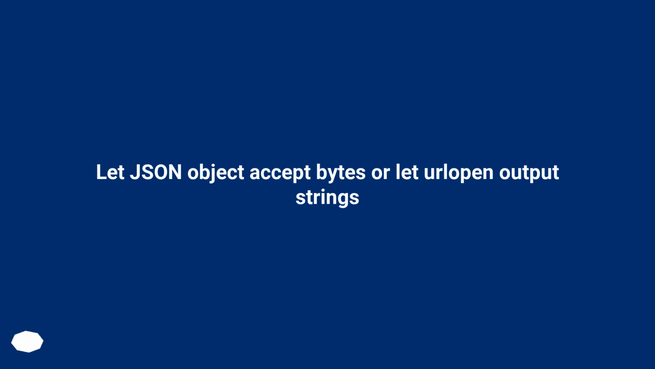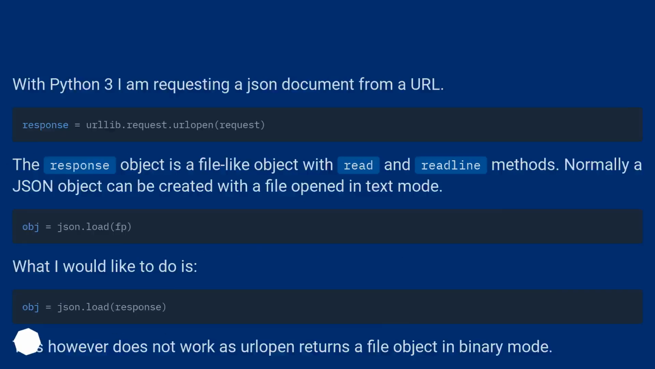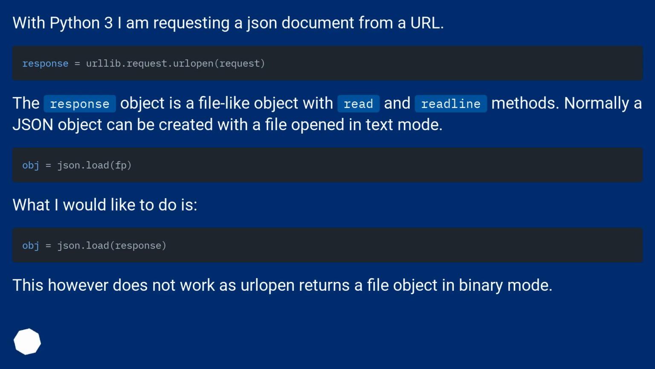Let JSON object accept bytes or let urlopen output strings. With Python 3 I am requesting a JSON document from a URL. The response object is a file-like object with read and readline methods. Normally a JSON object can be created with a file opened in text mode.